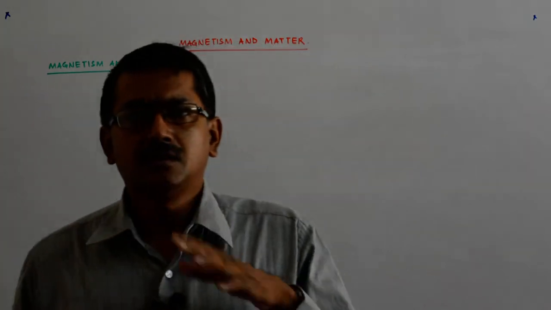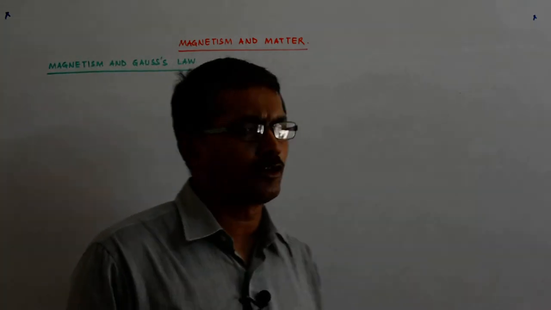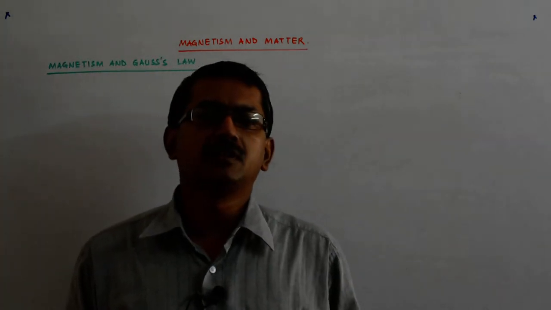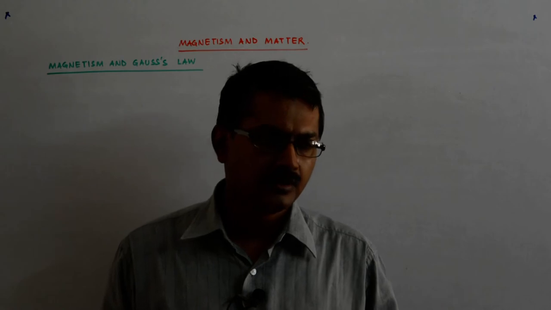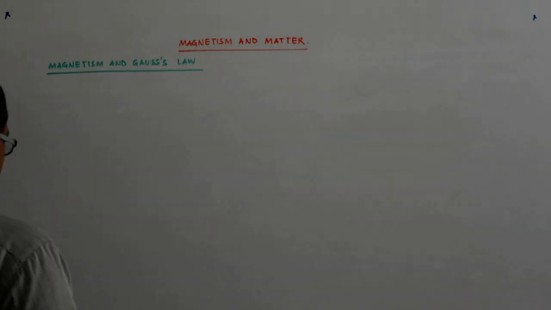We now tackle magnetism and Gauss's law. We were first introduced to Gauss's law when we were doing electrostatics. Okay? And what did we see there? What we saw there was something like this.